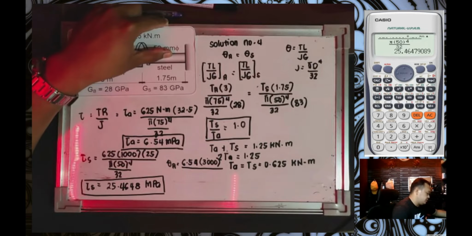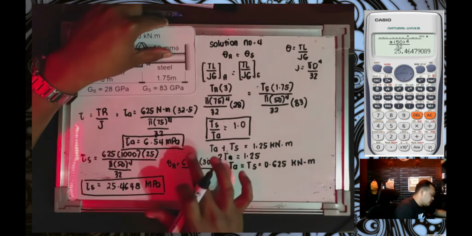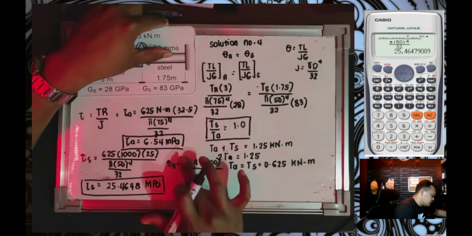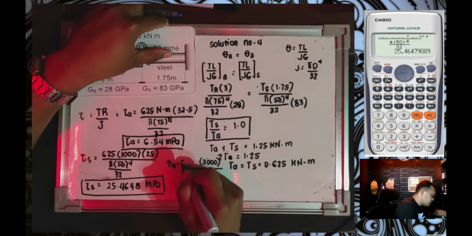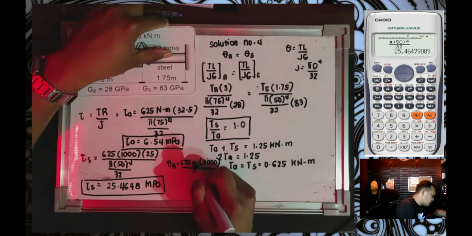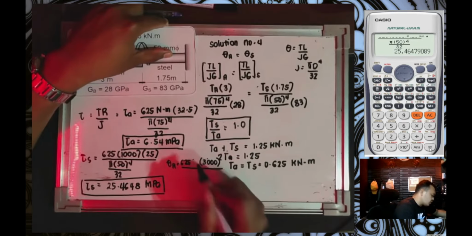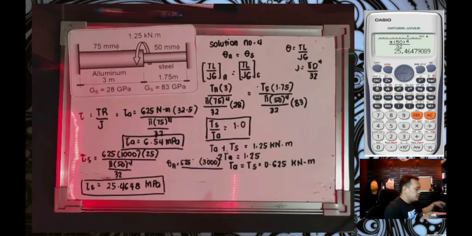Wait lang. Wait. Ito pala ay 625 pala. 625 times 1,000. Erase ko lang. Hindi na kasi mag-cash siya.